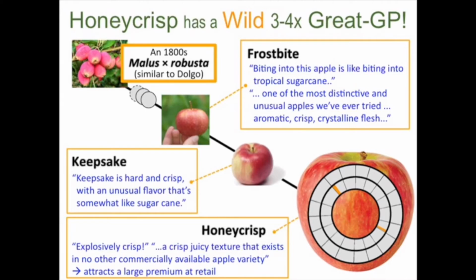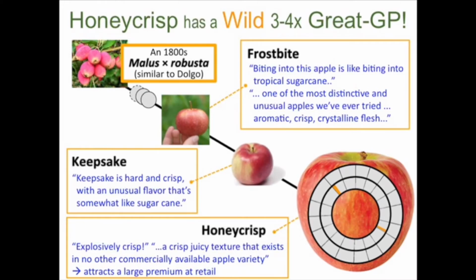characteristics. So the University of Minnesota that released this cultivar says biting into this apple is like biting into tropical sugarcane. It's one of the most distinctive and unusual apples we've ever tried. It has aromatic, crisp, crystalline flesh. Right, so tropical sugarcane is not a typical flavour described for apples, but you see it more and more in descriptions. I've seen it actually in various other crab apples as well. And I think the actual original species, prunifolia, I keep coming across that one. Keepsake is hard and crisp with an unusual flavour that's somewhat like sugarcane, they said. So there we go. You can see Keepsake has inherited some of those very unusual attributes that Frostbite has. And then Honeycrisp, well, Honeycrisp doesn't have that sugarcaney flavour particularly, so it seems like it's lost that.